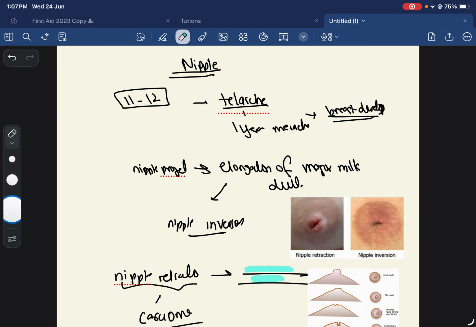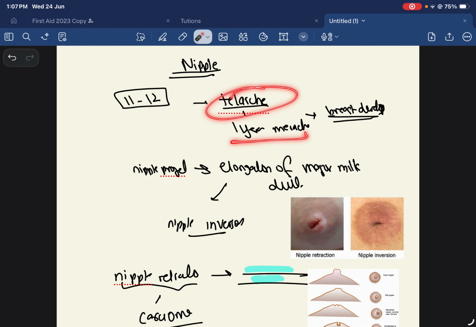Okay, so in this video we're going to be discussing the nipple. The main thing is that around the age of 11 to 12, both male and female are going to have similar breast tissues. There is a phase called the thelarche phase, which is 1 year before the menarche, in which the breast is going to start development in the females.